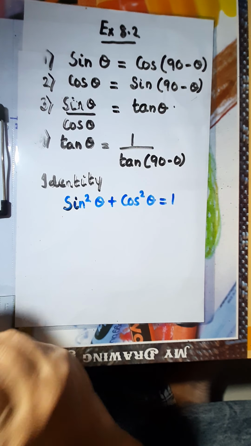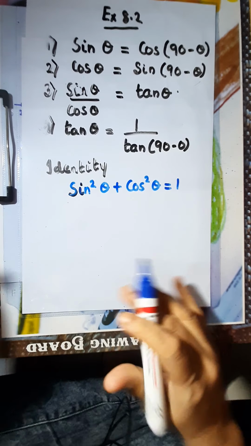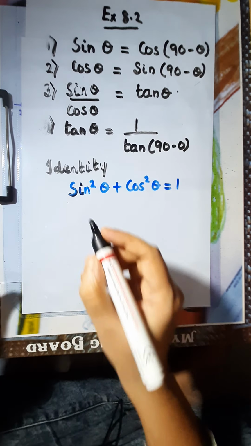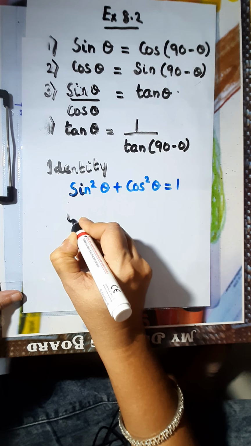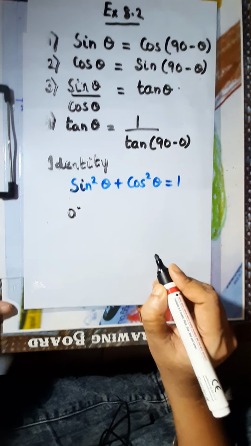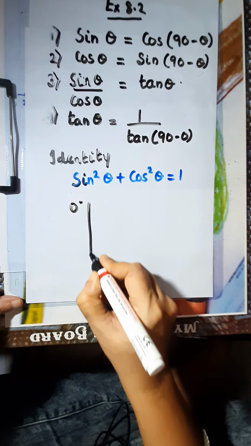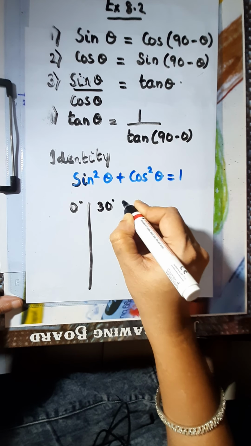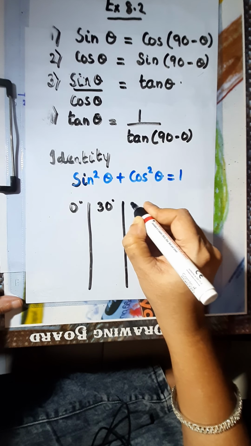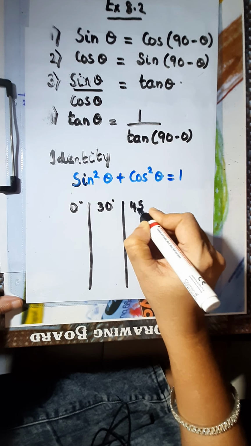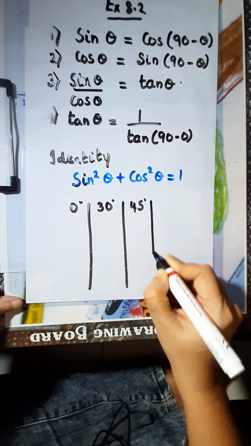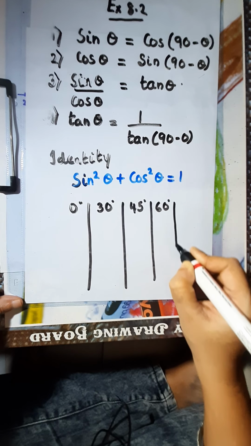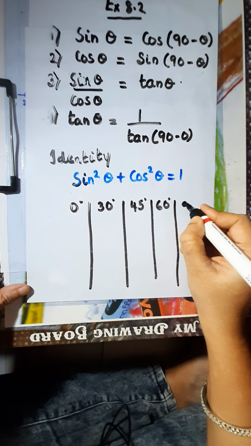Now I will show you my ratio table. Let's make the ratio table. First I will write 0, then 30, then 45, then 60, and 90.